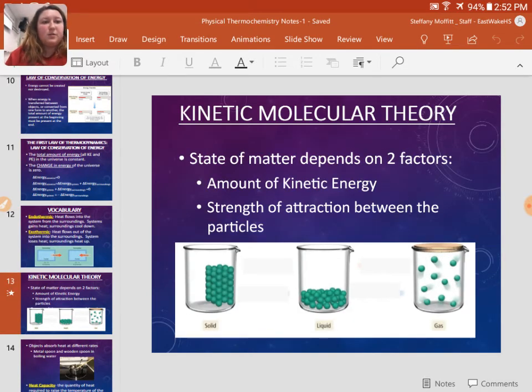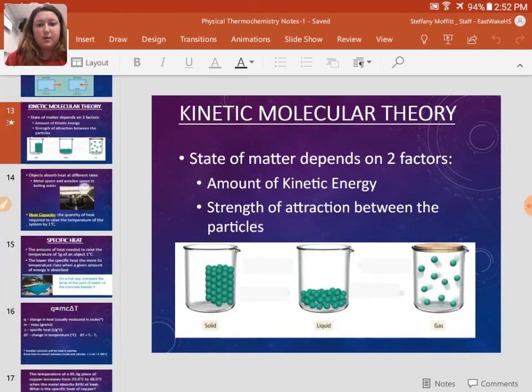Kinetic molecular theory, which we talked about earlier. State of matter depends on two factors, the amount of kinetic energy and the particle strength, the forces of attraction between them.